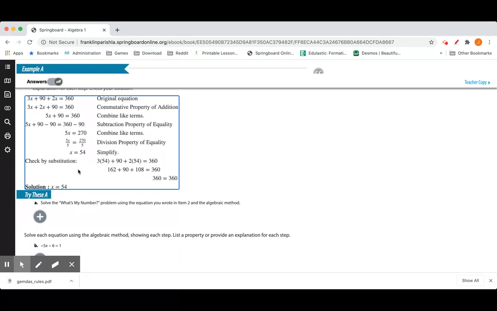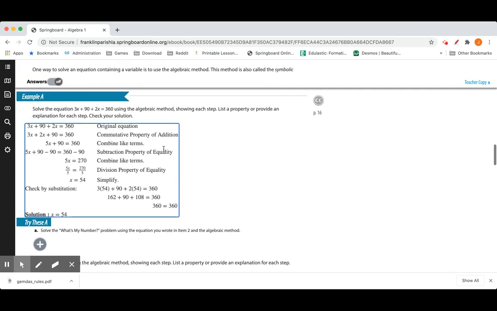Okay? Then they just showed us that you can check this by substitution, by replacing the x with 54 in our original problem. It would be 3 times 54 plus 90 plus 2 times 54 equals 360. You can see that 162 plus 90 plus 108 equals 360. You add them all together, you do get 360 is equal to 360. So x equals 54 is a solution.